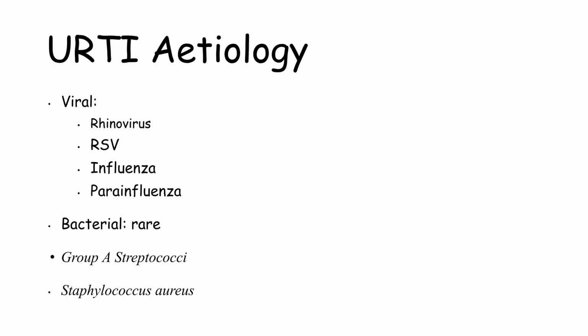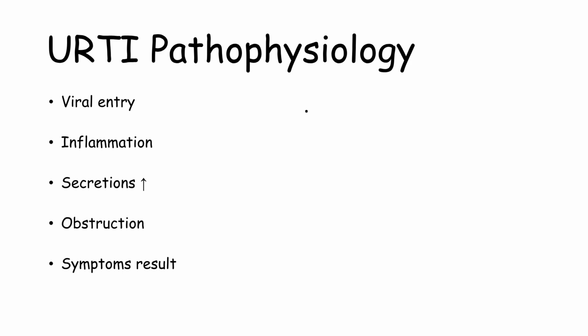The etiology of URTIs is predominantly viral, including rhinovirus, RSV, influenza, and parainfluenza. Bacterial causes are rare, but include Group A Streptococci and Staphylococcus aureus. The pathophysiology begins with viral entry, leading to inflammation and increased secretions. This causes obstruction, which ultimately results in the clinical symptoms.